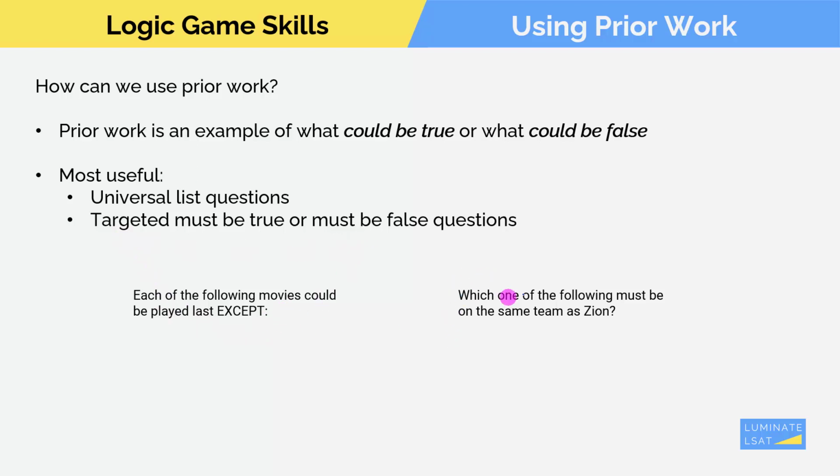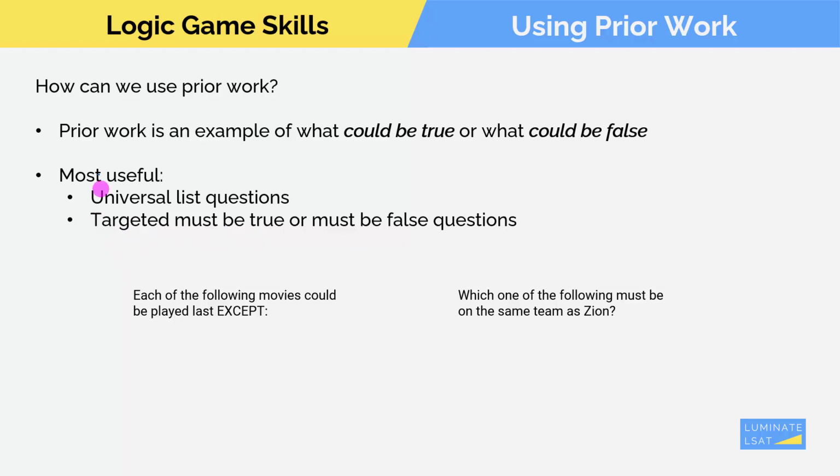And in the second example here, this says which one of the following must be on the same team as Zion. So you can think of this as a must be true question. There's someone who always has to be on the same team as Z, and it's targeted because it's specifically about Z, who has to be with Z. The scope of the answers is going to be more limited than for a question that's just asking which of the following must be true. A non-targeted question could be about any aspect of the game, whereas a targeted is much more limited in scope.